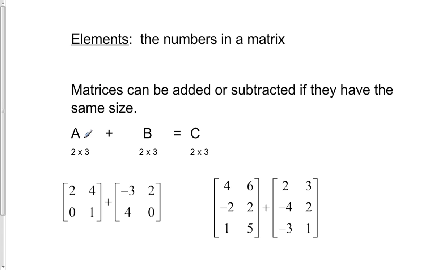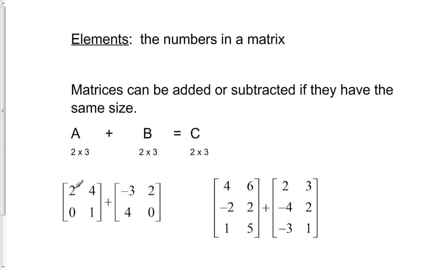Matrices can be added or subtracted if they have the same size, if they are the same dimension. If an A matrix is of size 2 by 3 and a B matrix is of size 2 by 3 and they match, then your answer matrix, letter C, is of the same size 2 by 3. Let's look at these two examples. Your first matrix is the numbers 2, 4, 0, 1. This is 2 by 2. Your second matrix is also 2 by 2. That means these two matrices can be added together.